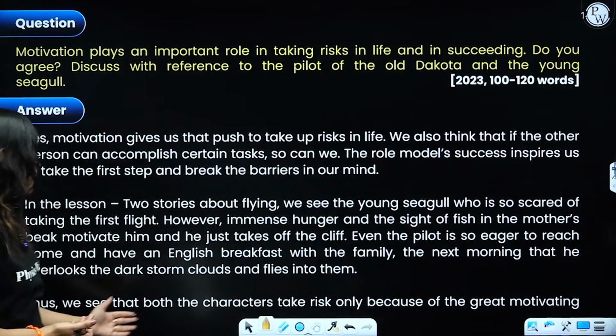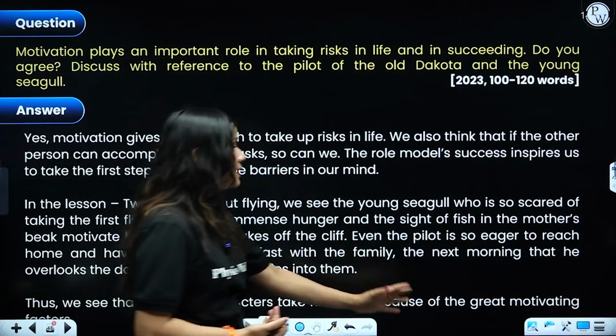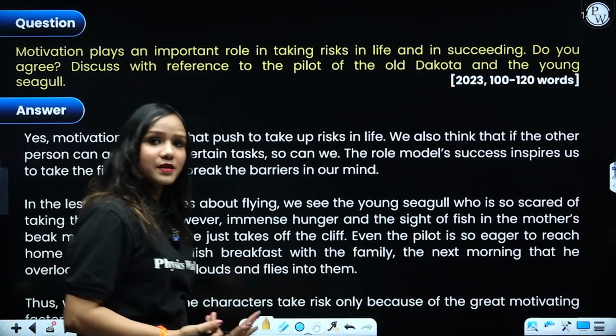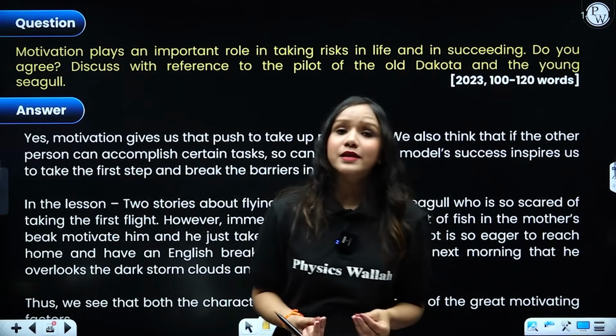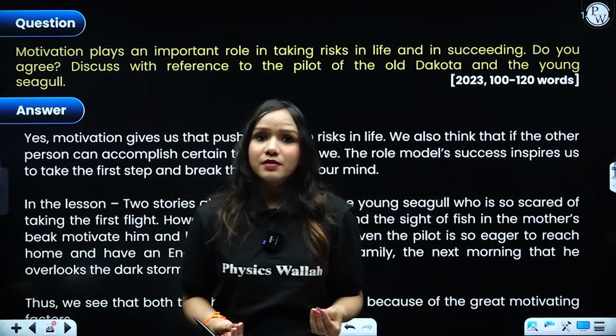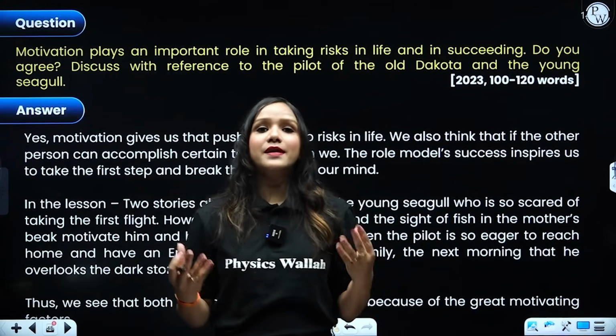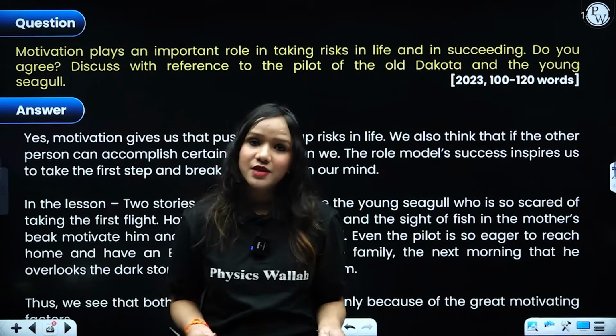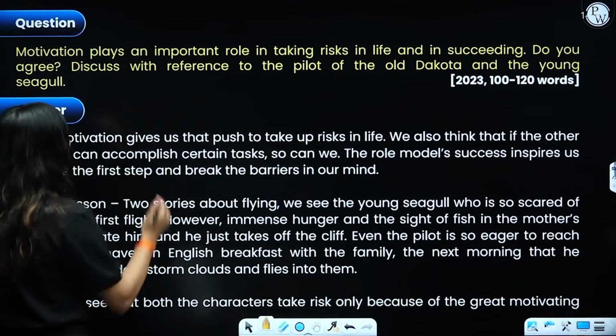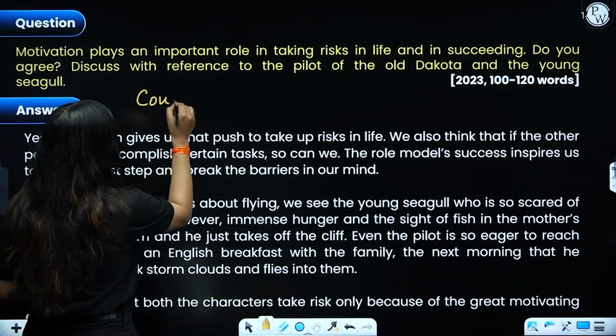So thus we see that both of the characters take risk only because of the greatest motivating factor. Right? We just need a little push in our life. We just need little motivation in our life, and then definitely there is nothing that we cannot achieve. Right? So you should understand that first of all, courage is guided by faith.